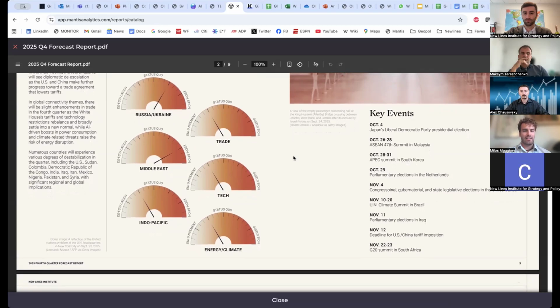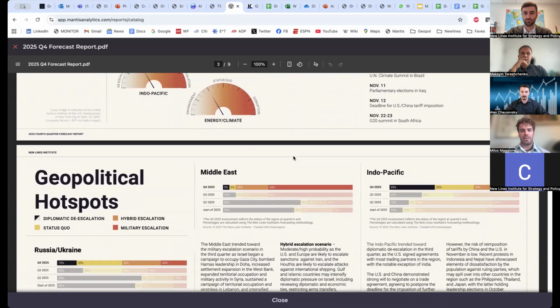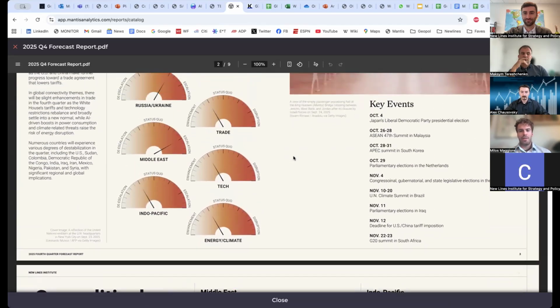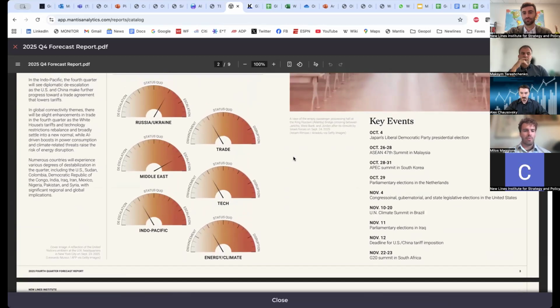And so looking at the report as a whole, on the right here, you can see, if you could just scroll back up, we started off with a broad summary of the quarter as we see it, and looking at some of the key events to look out for. As you can see, the one that we started off with was October the 4th with Japan's Liberal Democratic Party presidential election, which just happened, and other key summits to look out for going into the quarter.